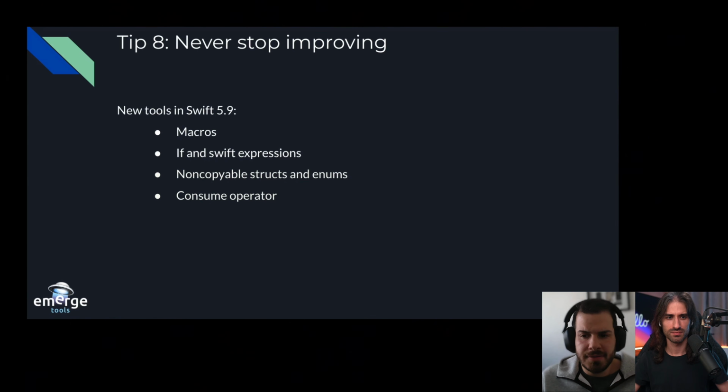For example, in the latest Swift version, 5.9, we have macros that allow us to dynamically manipulate our project's Swift code base before it is compiled, allowing us to inject extra functionality at compile time. We also have if and switch expressions that allow us to assign different values in a single line. We also have non-copyable structs and enums, and also the consume operator that allows us to end the lifetime of a variable binding, which are all great tools that we can use to improve our code base and create new features for our app.